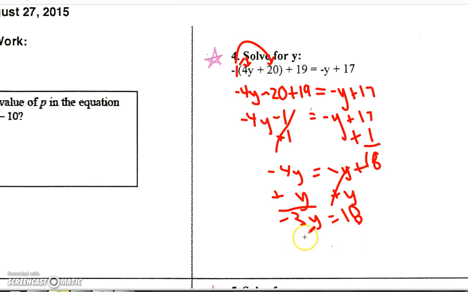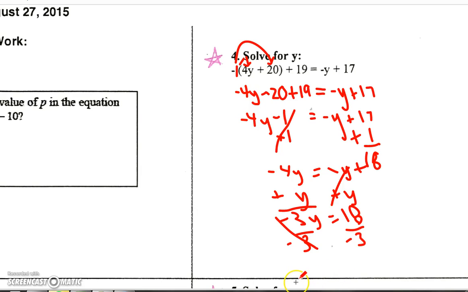Okay, last step. Whenever I have a number next to a variable, like -3 and y, that's telling me that they're being multiplied together. So in order to split them apart, I actually have to do the opposite. So I'm going to divide -3y by -3. Again, we can cross our -3's out. Whatever I do to one side of the equation, I do to the other.